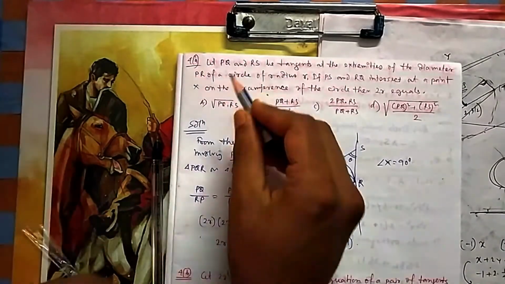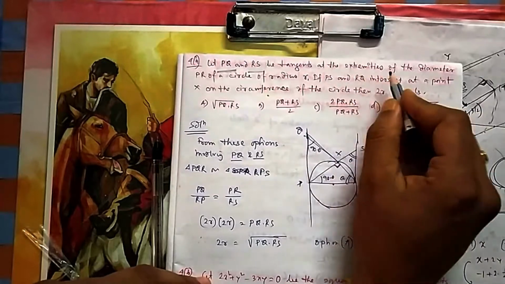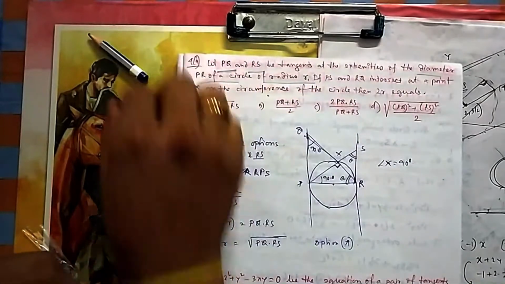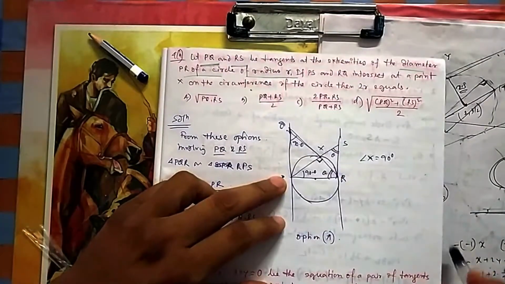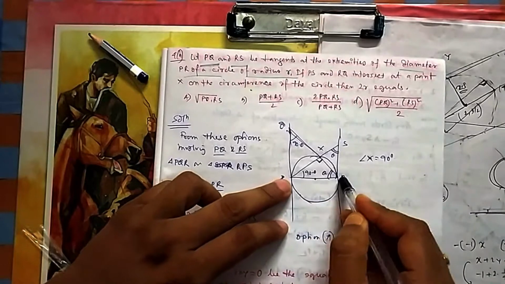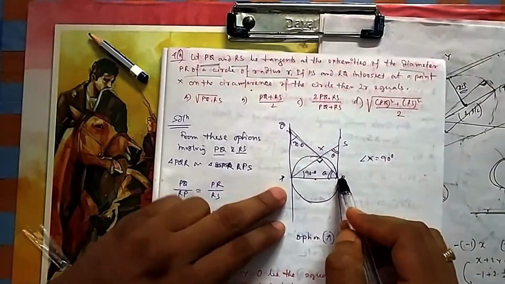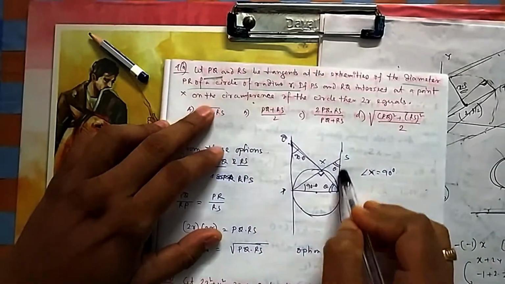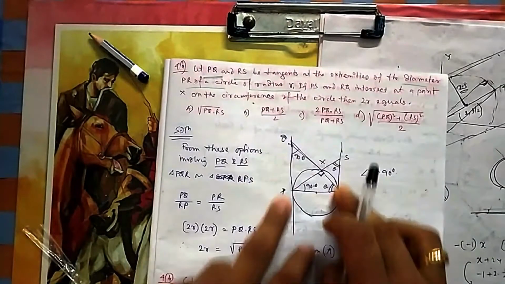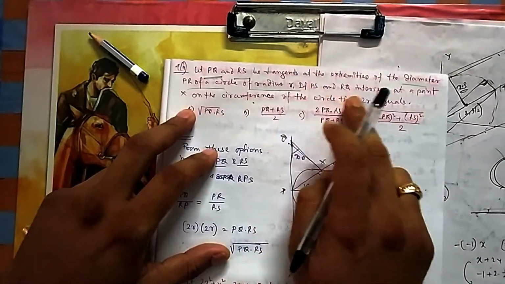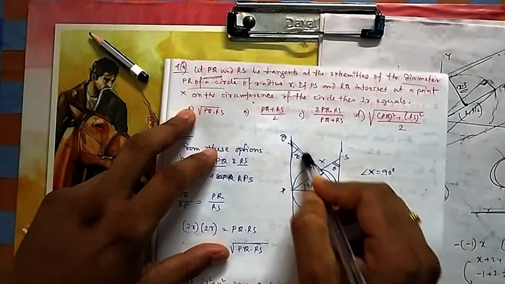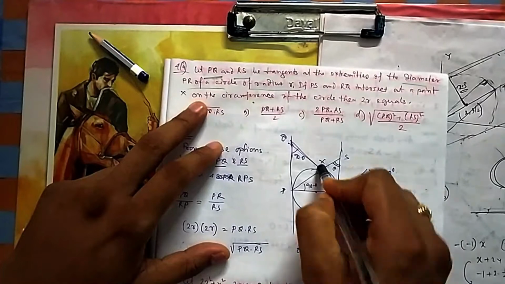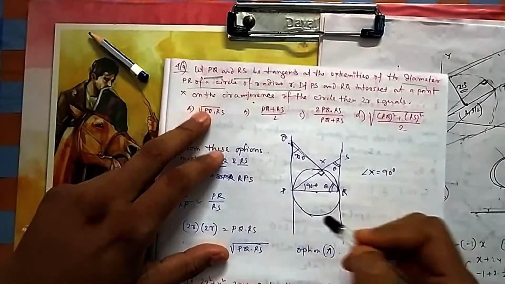Let PQ and RS be the tangents at the extremities of the diameter PR of a circle of radius R. Okay, so you can see this one also, no need to draw it separately. This is a circle, PR is a diameter I have drawn. So there are two tangents. PQ is a tangent and RS is a tangent at the two extreme points of the diameter. PS and RQ, they intersect at a point X on the circumference. You draw two lines, they intersect at this point. Then 2R is equal to, then they are asking anything.